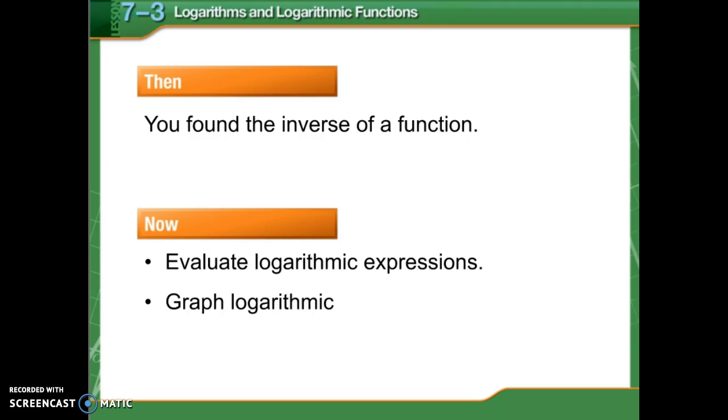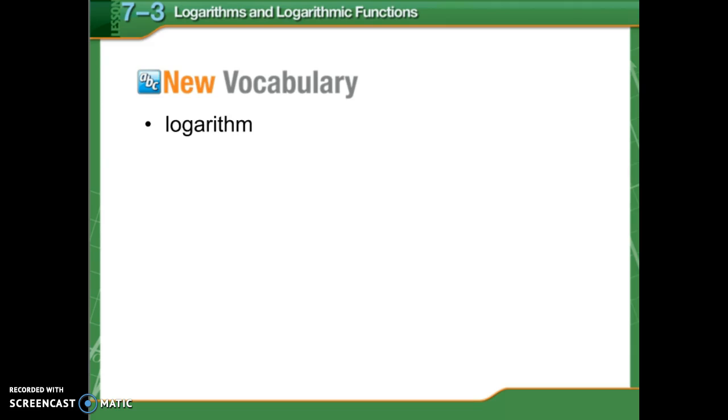So in previous lessons we've found inverses of a function, and in this lesson we're going to evaluate logarithmic expressions and graph logarithmic functions. A logarithm is a new vocabulary term, also a logarithmic function. You've probably seen a log button on your graphing calculator before, but maybe you didn't know what it did or what it stood for. And that's what we're going to talk about in our lesson today.